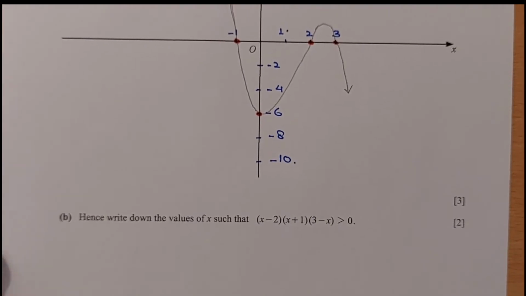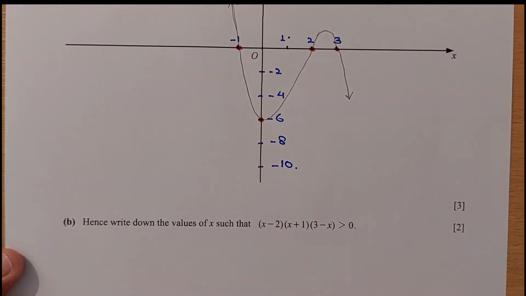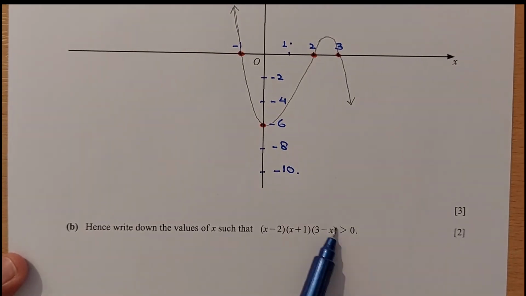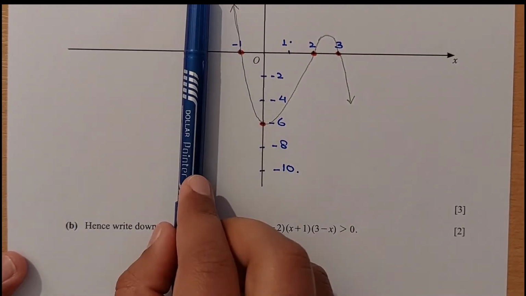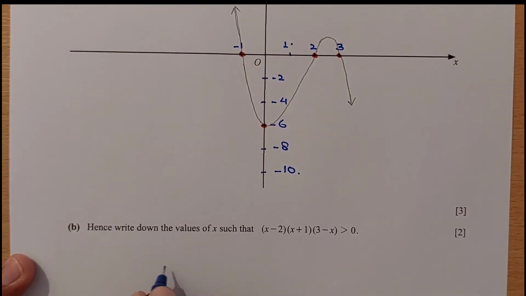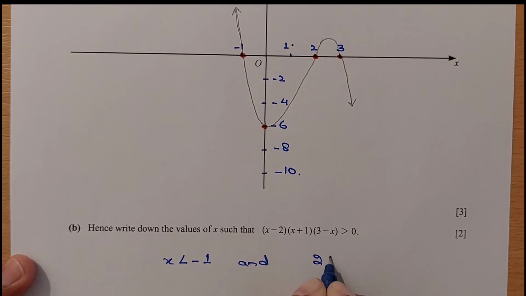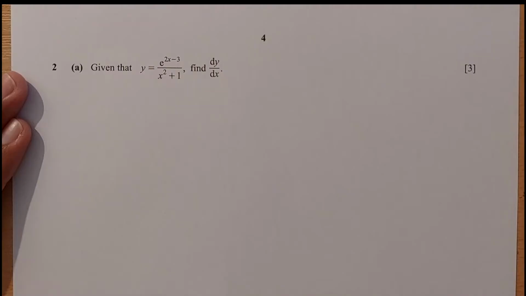Moving to the B part: hence write down the values of x such that this function is negative, less than 0. On what values is the function negative? Function is greater than 0 when the values are less than -1, and when the values are between 2 and 3, the function is positive. So we can say that for x less than -1, the function is positive, and for 2 less than x less than 3, the function is positive.